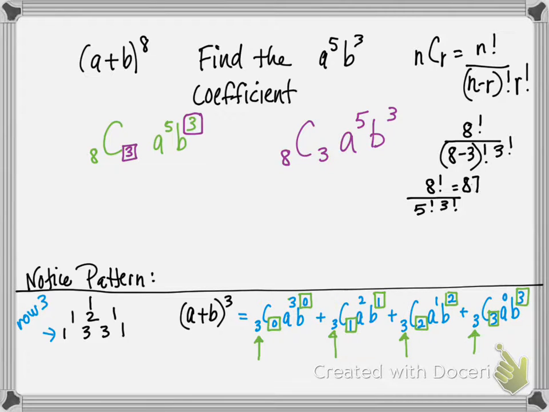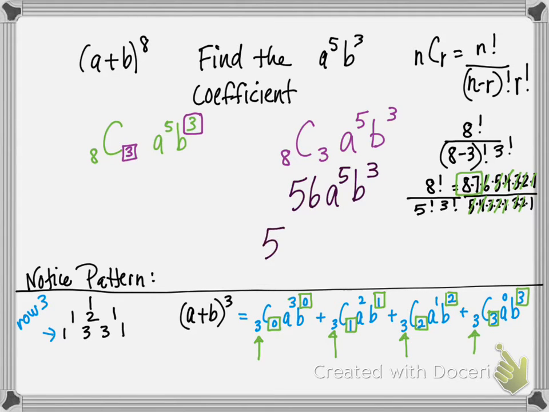So this is 8 times 7 times 6 times 5 times 4 times 3 times 2 times 1. And this is all over 5 times 4 times 3 times 2 times 1 times 3 times 2 times 1. So what you could have noticed is that 5, 4, 3, 2, 1 will cancel out with this 5, 4, 3, 2, 1. Okay. And then 3 times 2 is 6, which cancels out with this 6. So all you're left with is 56. So that means 8 choose 3 is the same thing as 56. So the coefficient would be 56.